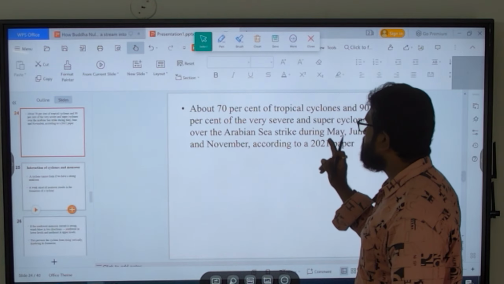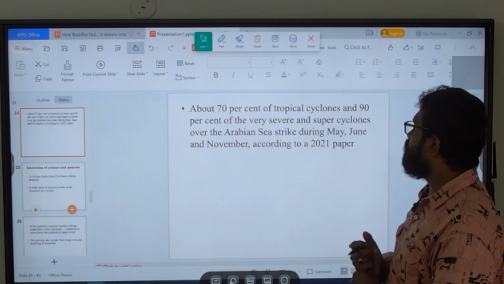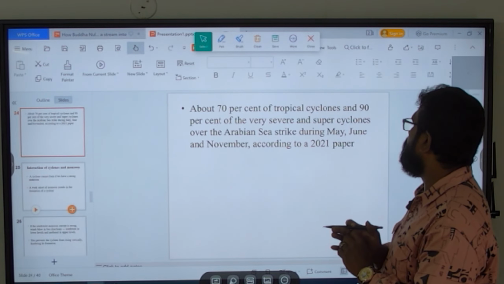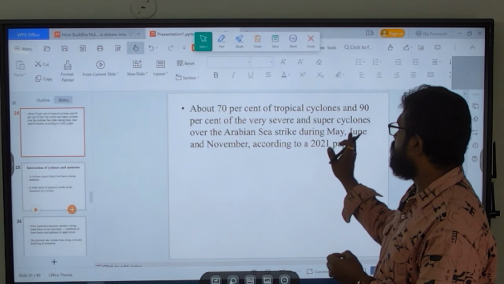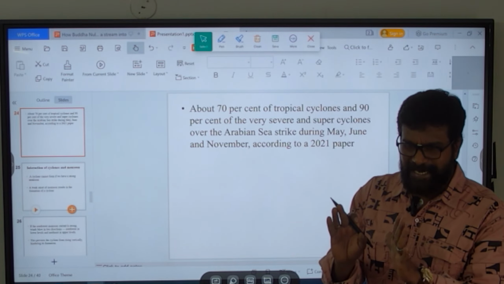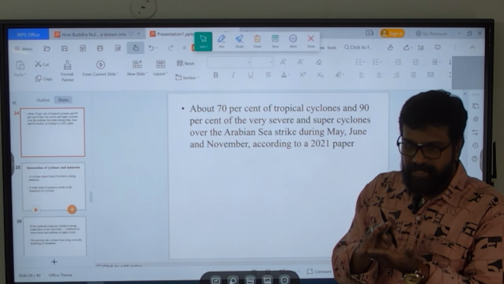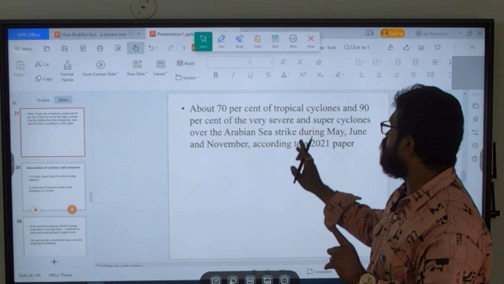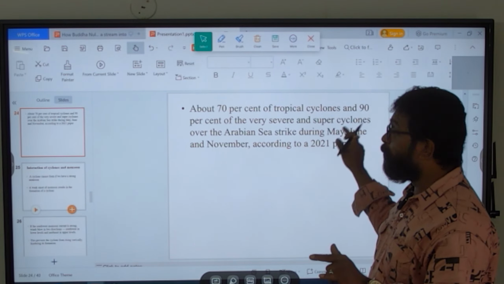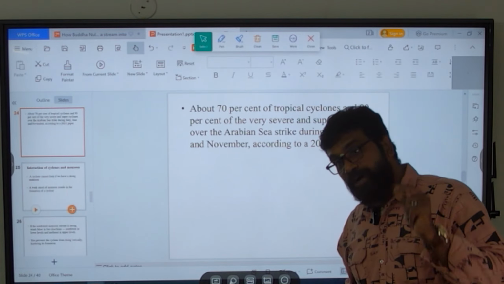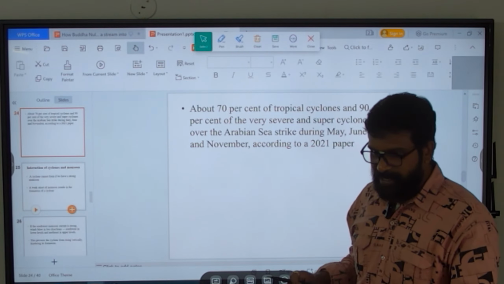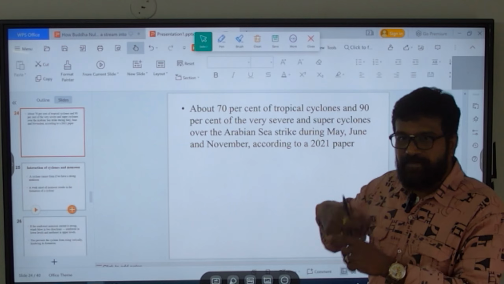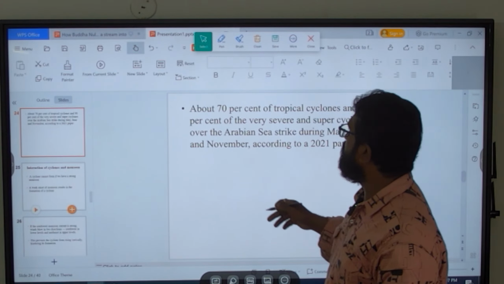About 70% of tropical cyclones and 90% of very severe and super cyclones over the Arabian Sea strike during May, June and November, according to a 2021 paper study, which is exactly the transition period when cyclones form. A super cyclone is when the speed is up to 180 kilometers per hour. Depression, deep depression, cyclone, super cyclone: because of the speed we have these different names.